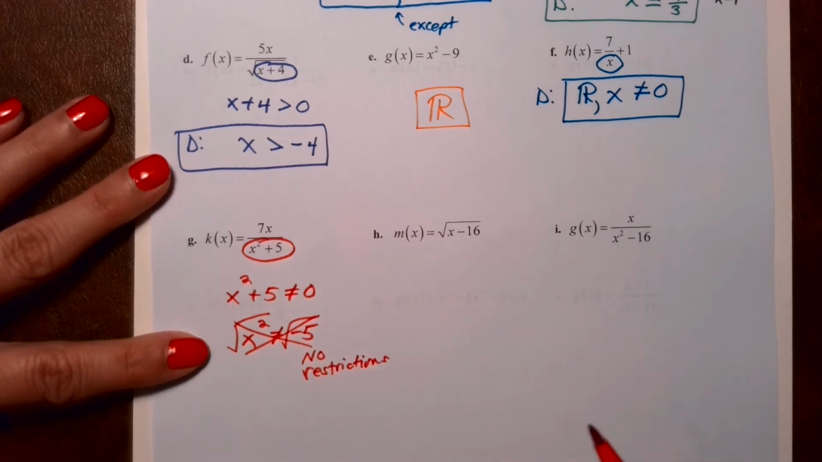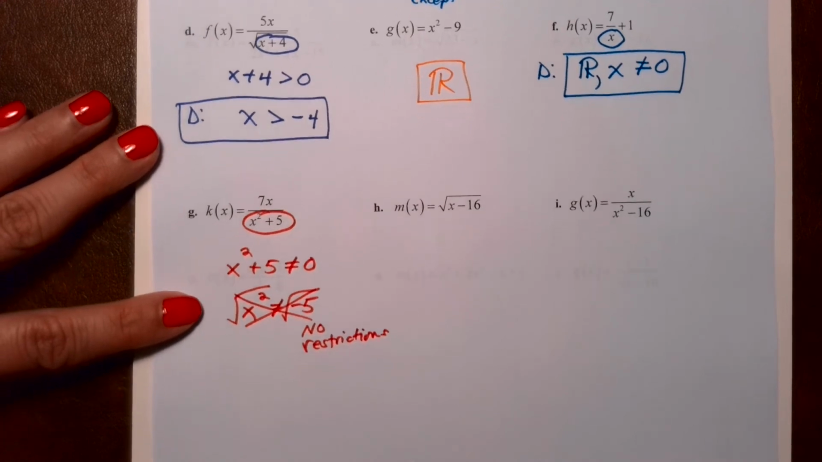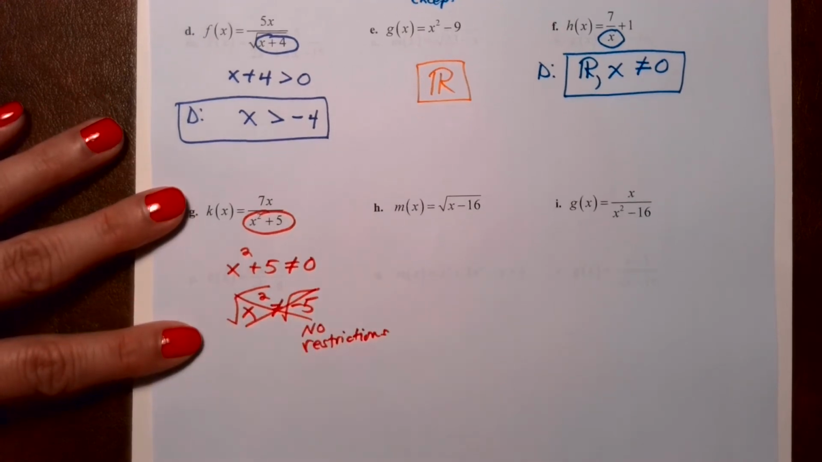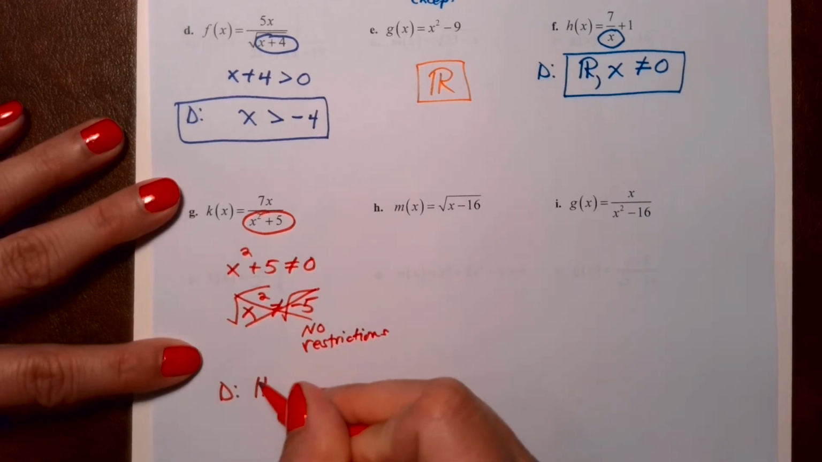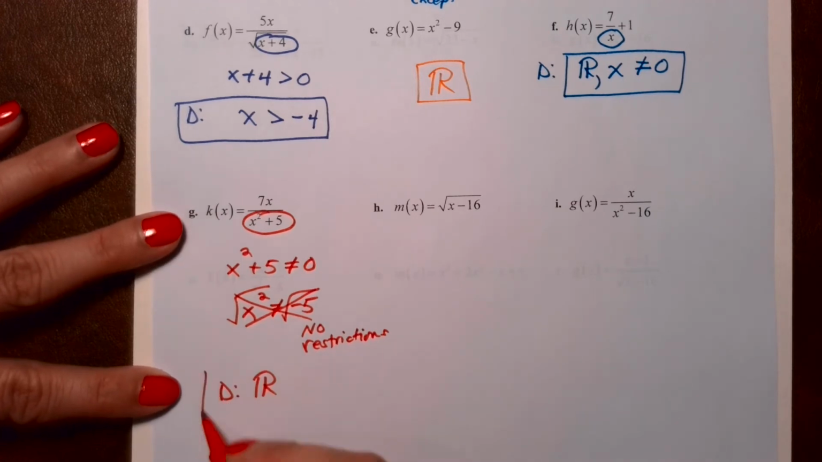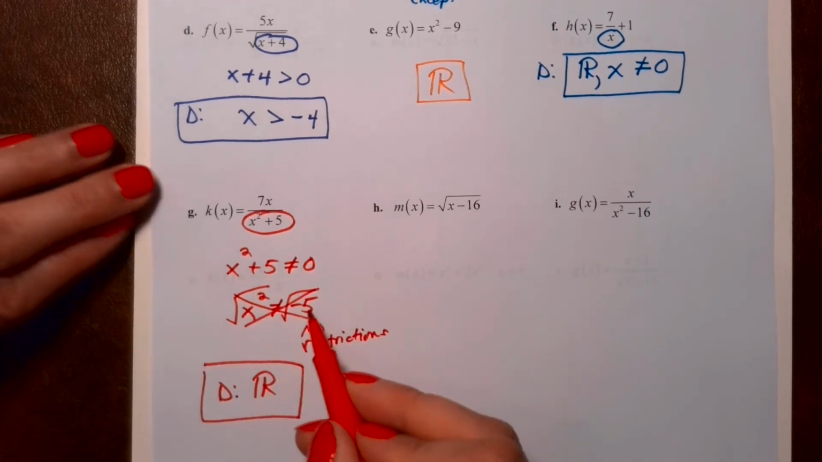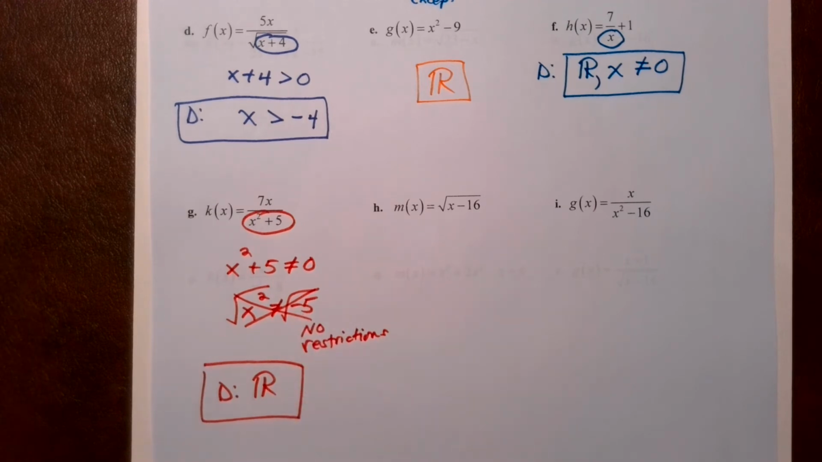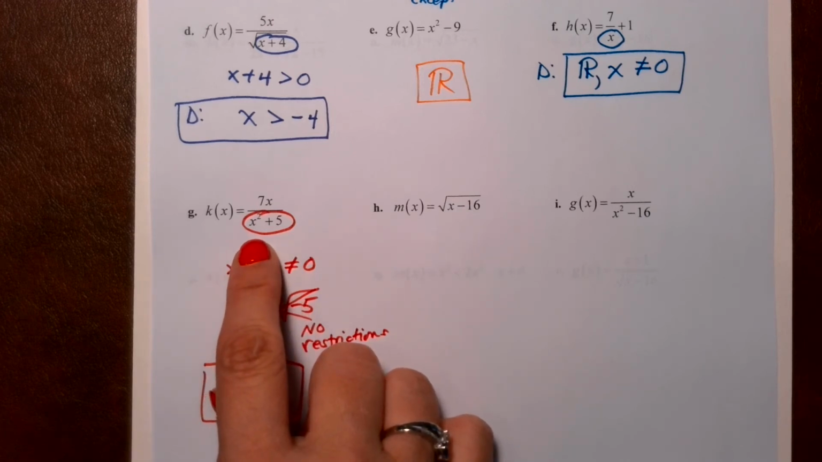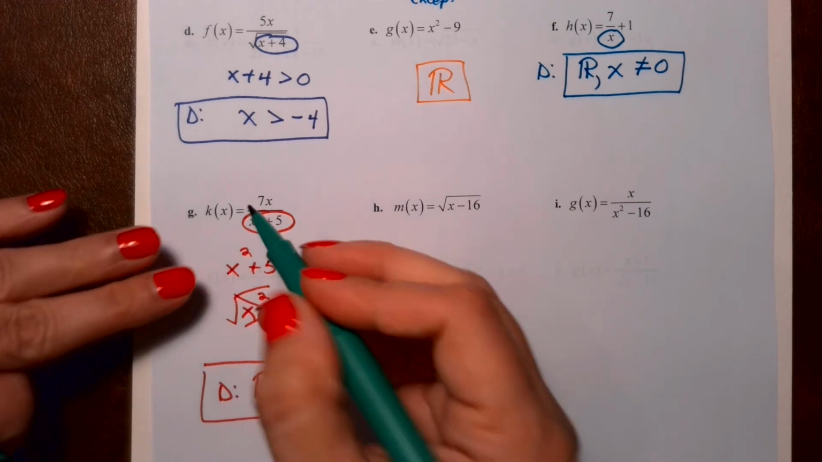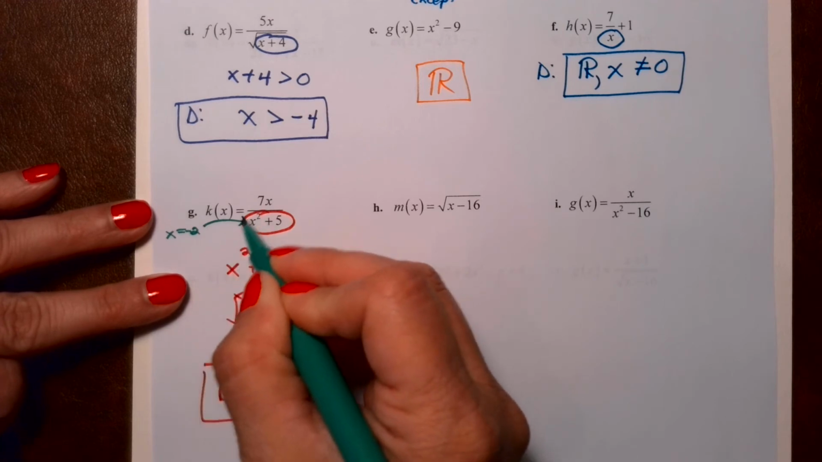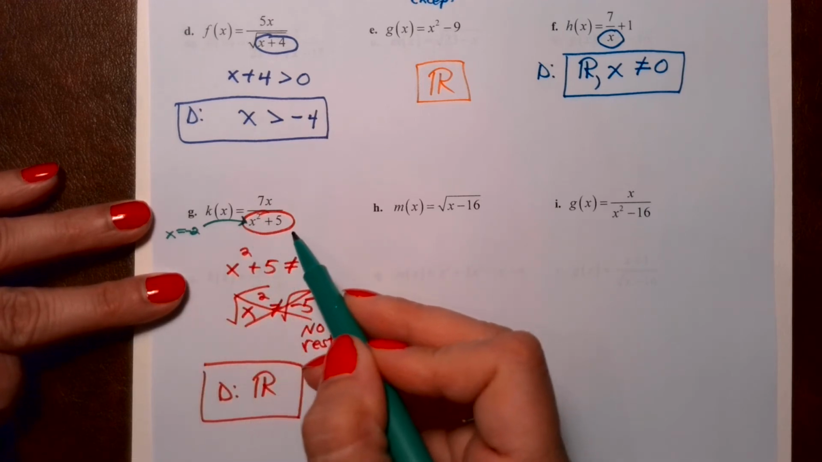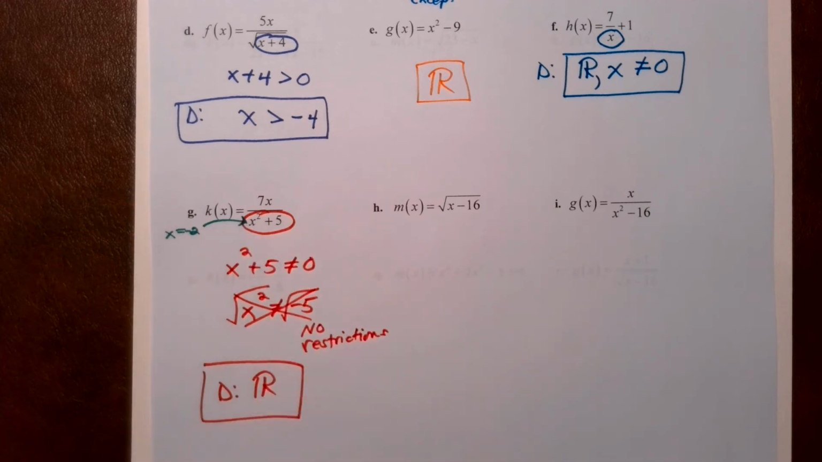So what numbers am I going to use in this problem? If you can't find any problems, then that means you can use all reals. If you can't factor it and you can't square root it, that means there are no problems to be found. Can I put a negative number in here? Let's say x is negative 2. Negative 2 times negative 2 is positive 4 plus 5. There are no restrictions. All numbers are working.